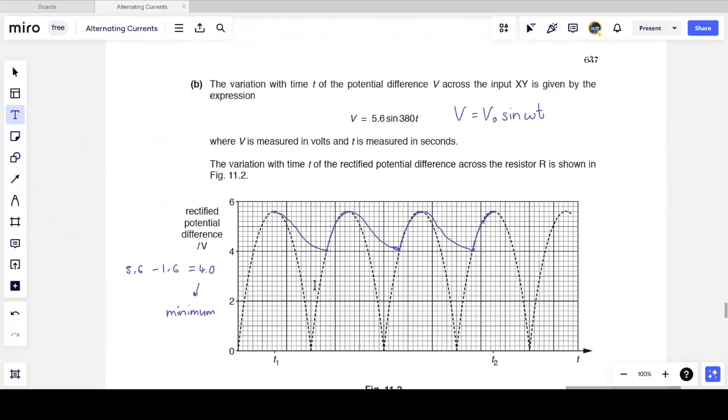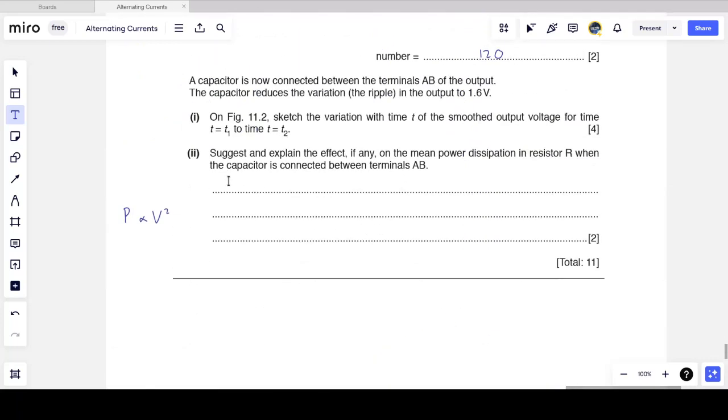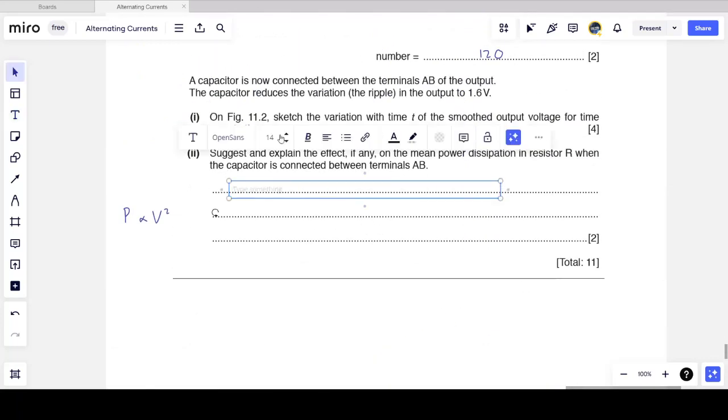Why? Because I'm not going all the way down anymore. The capacitor is allowing the potential difference to stay higher for longer. It's not going down and coming all the way back up. It's smoothed. So since the potential difference is higher, what do you think that means for the power? So I'm going to say the mean potential difference increases, or you can say the root mean square potential difference, that's fine as well. The mean potential difference increases, so the mean power increases.